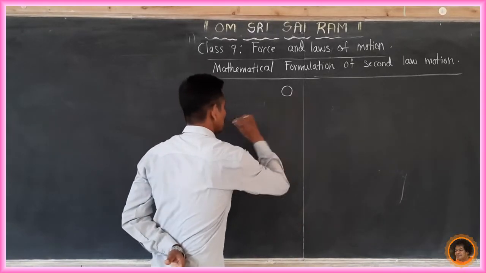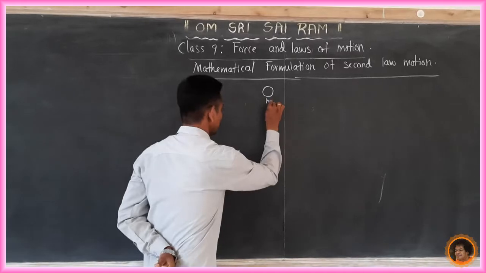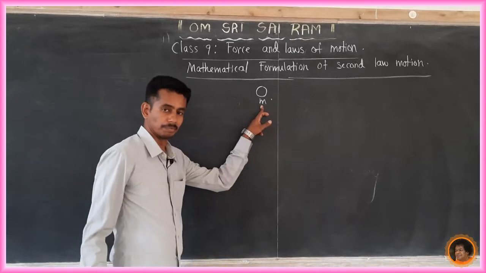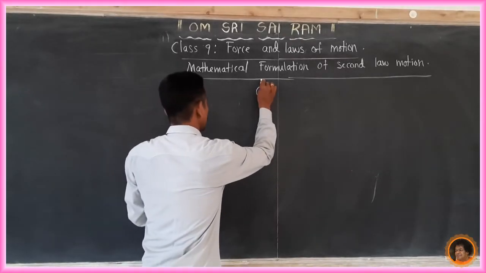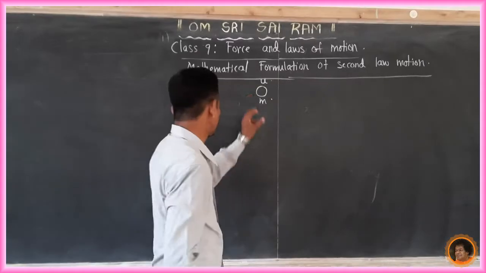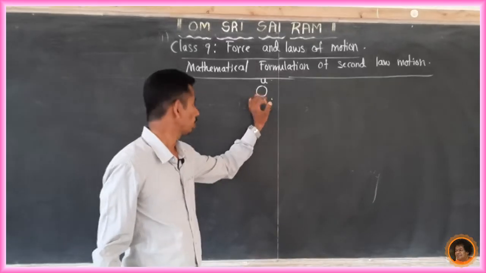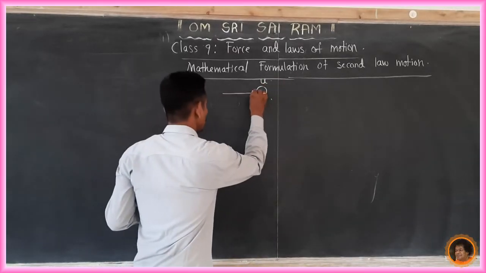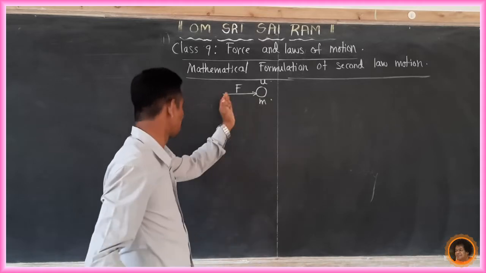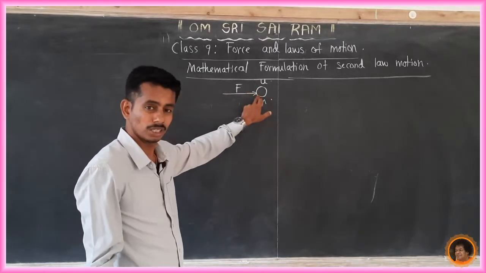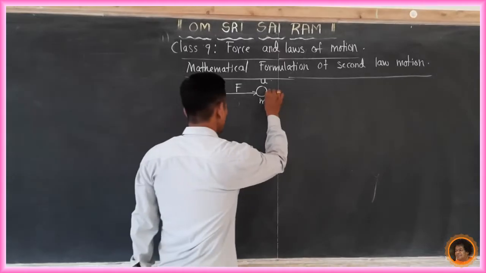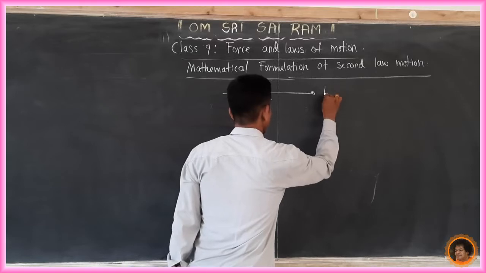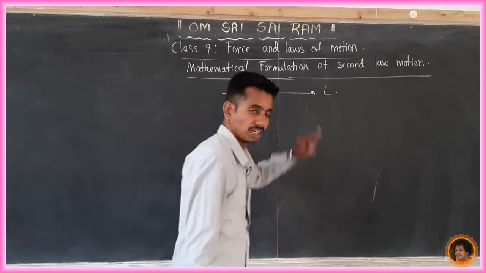Now this is an object, its mass is m. Its initial velocity is u. Initial velocity means it is in a state of rest, so the initial velocity is 0, u equals 0. Now a force is applied on this object. It moves to some distance up to L.